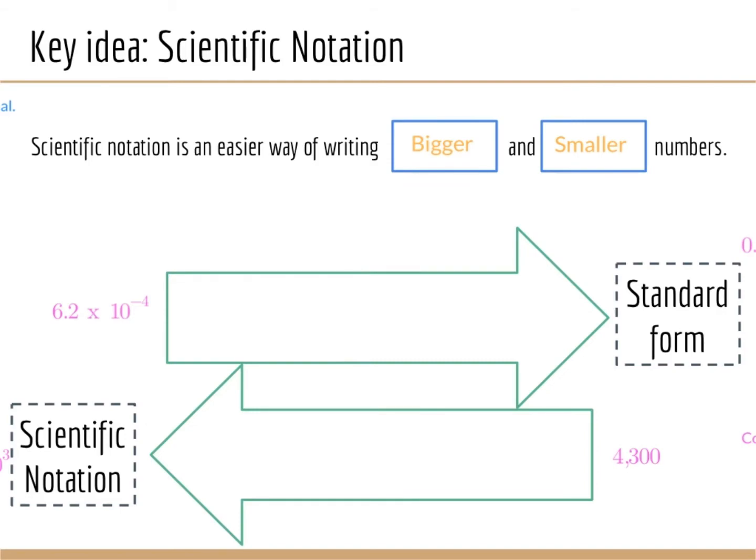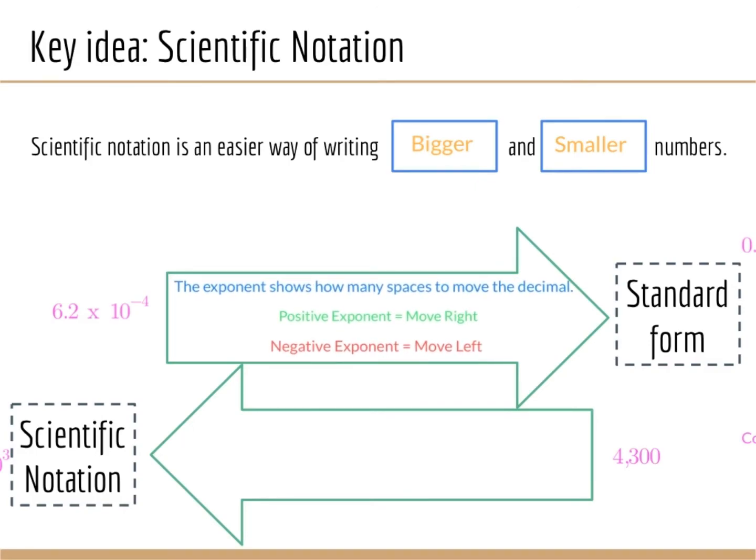And the way that we're going to do that is the exponent shows how many spaces to move our decimal. A positive exponent means we move to the right, and a negative exponent means that we move to the left. So in this case, I've got 6.4 times 10 to the negative fourth.